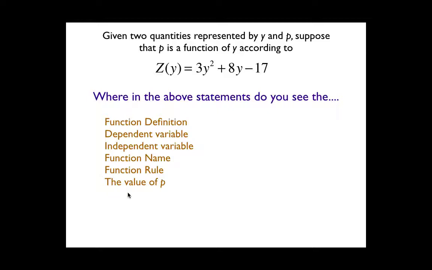The value of p, well, z of y gives me any value of p that I want for different values of y. But again, the value of p depends on what value of y I use. And so z of y is a quick way to write a general value of p. Z of something, z of 2, z of 19, those would all give me individual values of p, depending on which input I'm looking for them corresponded to.